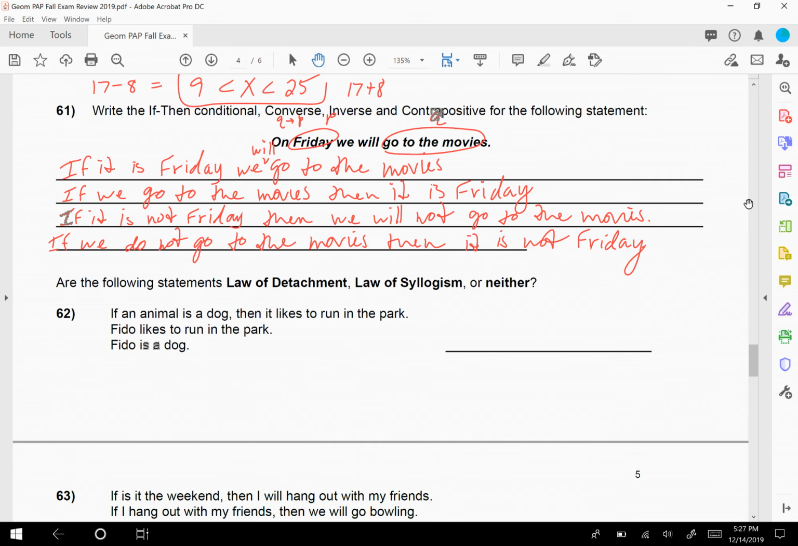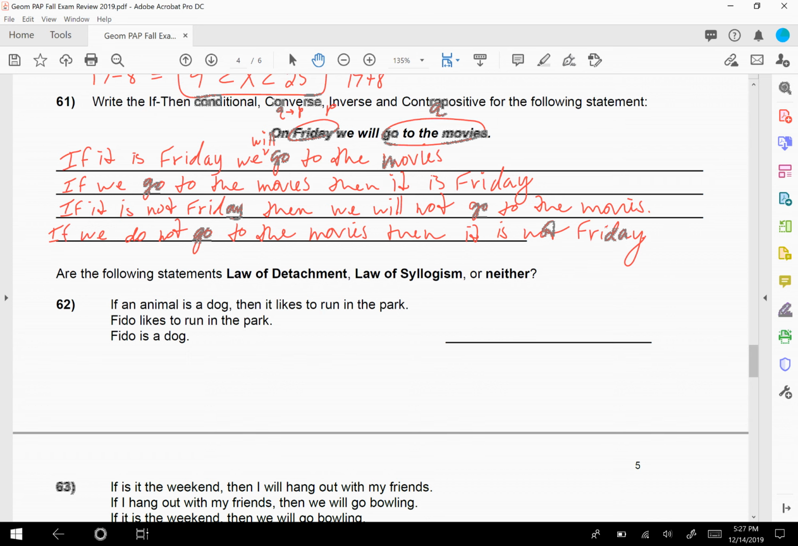All right, next part here. It says, are the following statements law of detachment, law of syllogism, or neither? Okay, so detachment, remember you have the three statements. Number one is if P, then Q. Number two is solely P. Number three is solely Q. Okay, law of syllogism is where we get the P, the Q, and the R. So syllogism, it's P then Q, Q then R, therefore P then R.